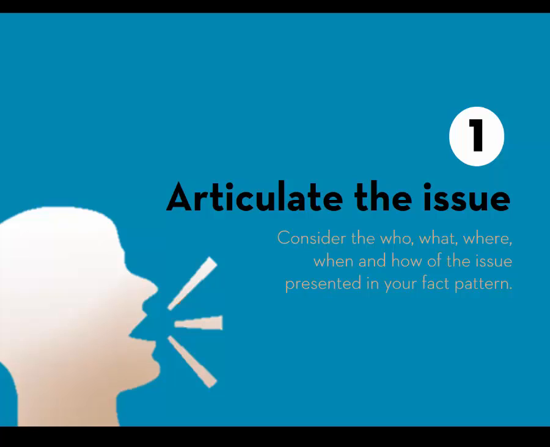Articulating or identifying the issue is usually the very first thing that you have to do in any research project. This is the foundation for all the steps that follow. To identify the issue, read your fact pattern and the call of the question. Pick it apart and consider the who, what, where, when, and how of the issue presented by your facts. If your issue isn't clearly expressed, chances are your research will be just as imprecise.